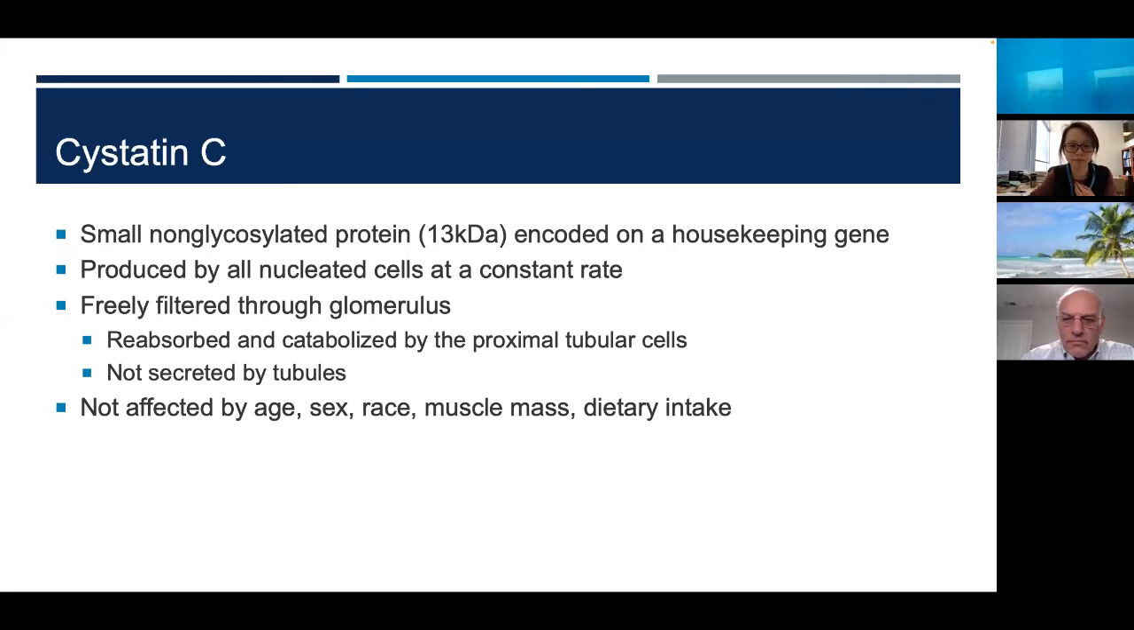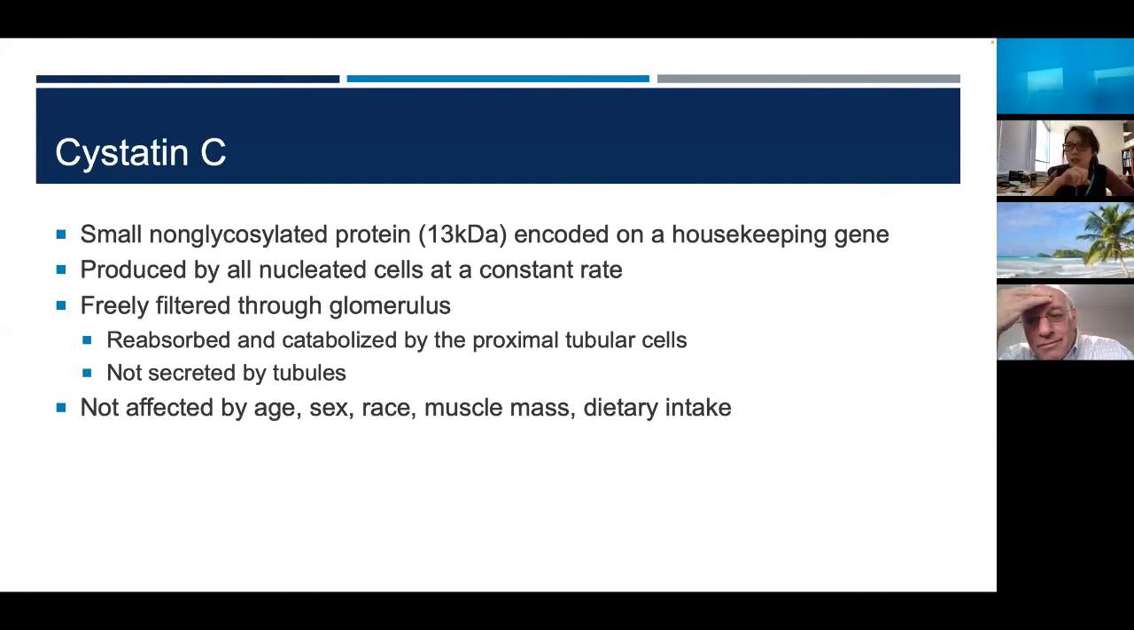Sorry, Annie, it's Isaac. But you're right on that slide, something that's always puzzled me: that it's not affected by muscle mass. It's produced by nucleated cells. So if someone is a double amputee and has lost a lot of cells, how could it not be affected?